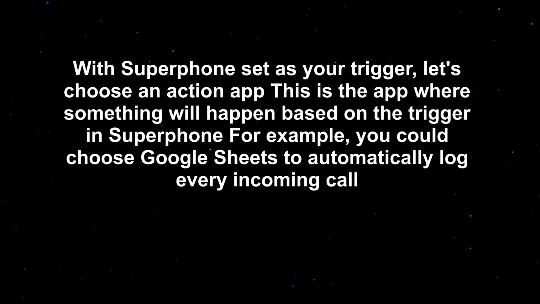With Superphone set as your trigger, let's choose an action app. This is the app where something will happen based on the trigger in Superphone. For example, you could choose Google Sheets to automatically log every incoming call.